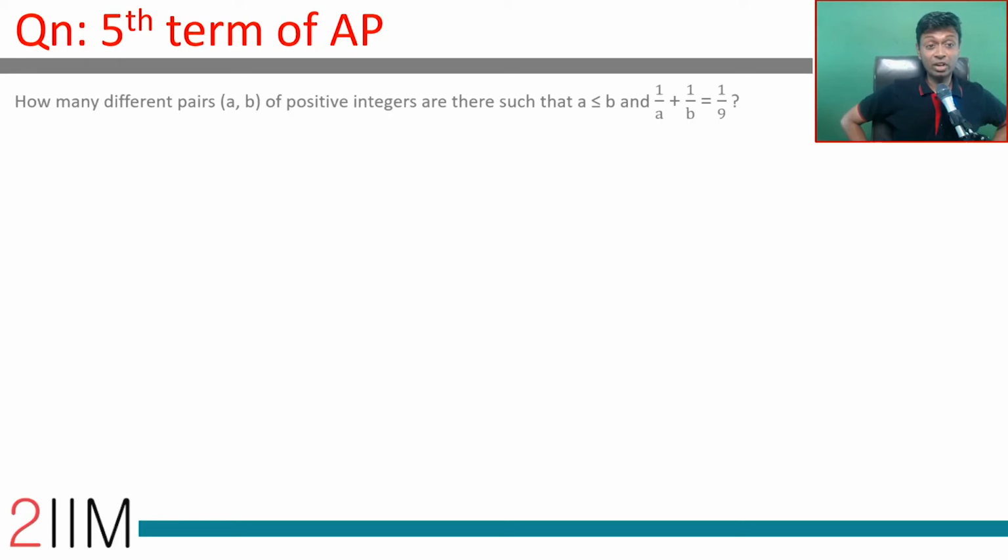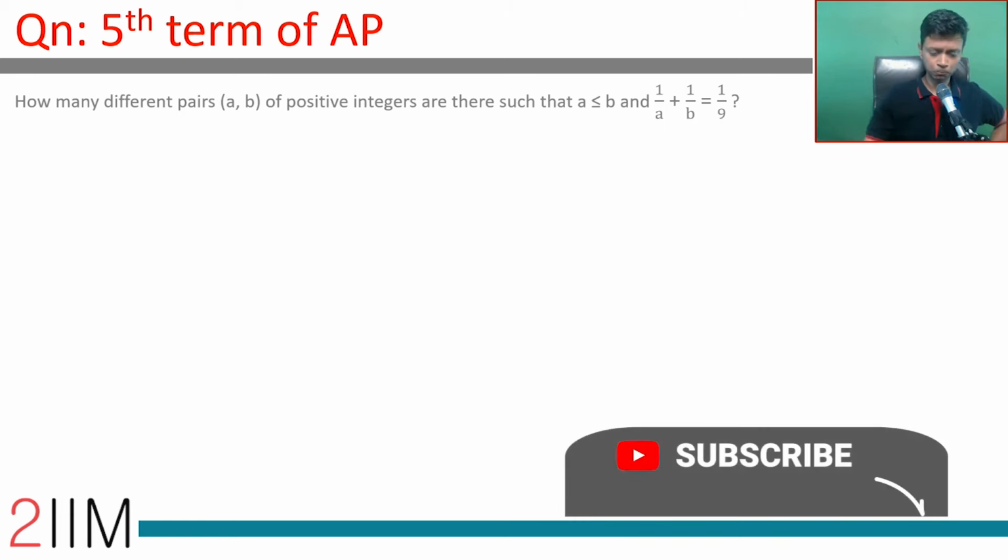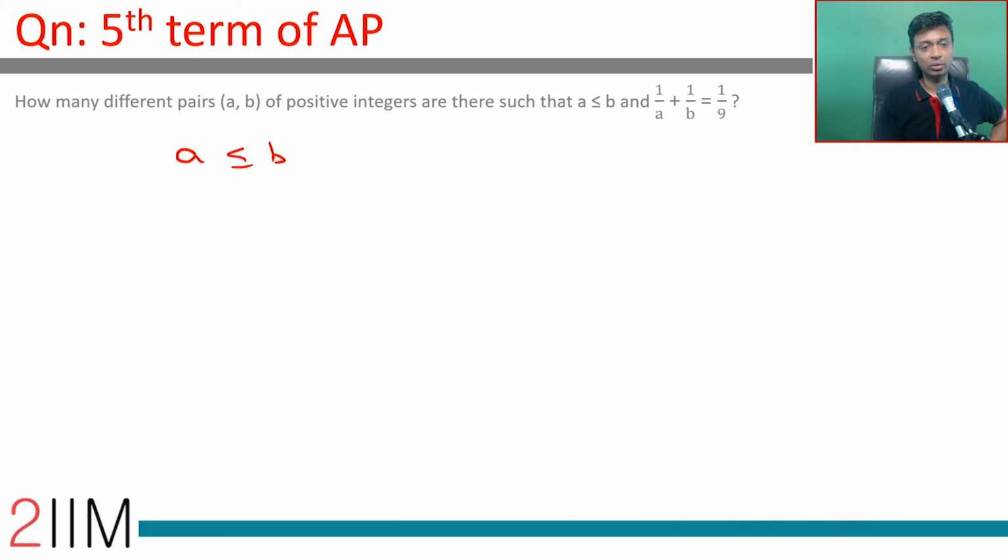How many different pairs (a, b) of positive integers are there such that a is less than or equal to b and 1 by a plus 1 by b is 1 by 9? Beautiful question. a is less than or equal to b, 1 by a plus 1 by b equals 1 by 9. Think about this, simplify this. If you have two numbers adding up to 1 by 9, they're talking about positive integers, we cannot have either number be greater than 1 by 9. Very simple idea. We know that a and b are both greater than 9.